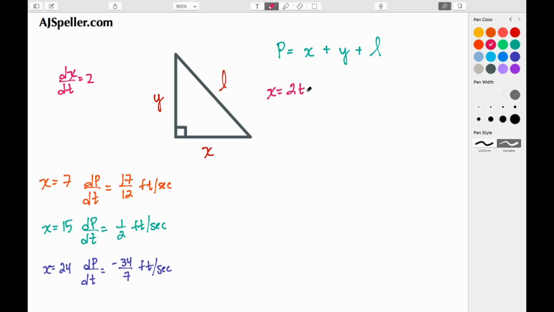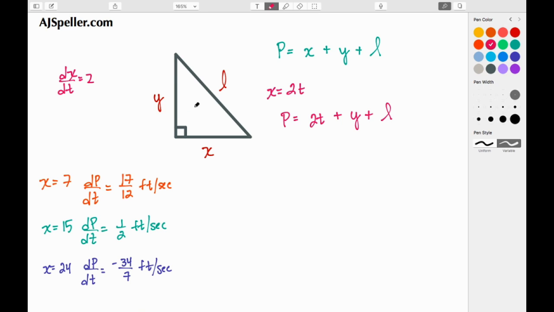Now we're going to take this equation and substitute it back into the equation for perimeter. So here we have perimeter is equal to, instead of X, 2t, then plus Y and then plus L. Well, now I need to figure out what the equation is for this Y variable.